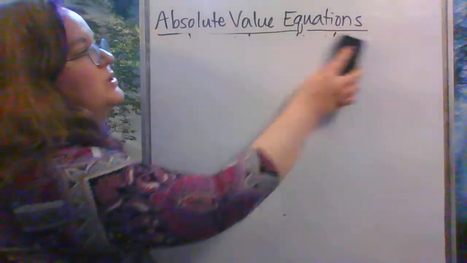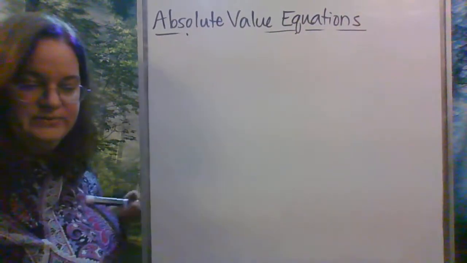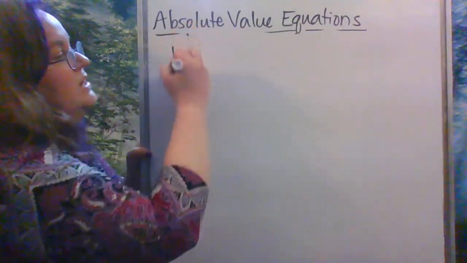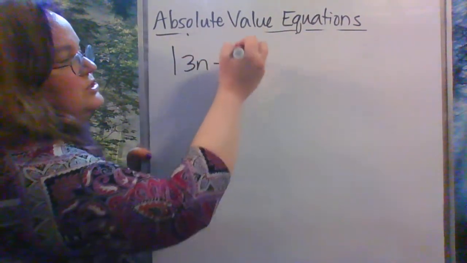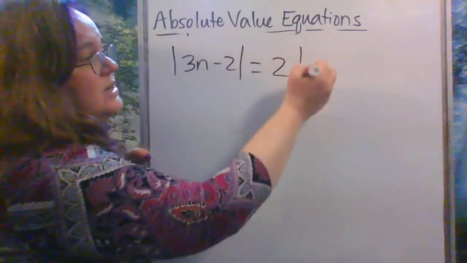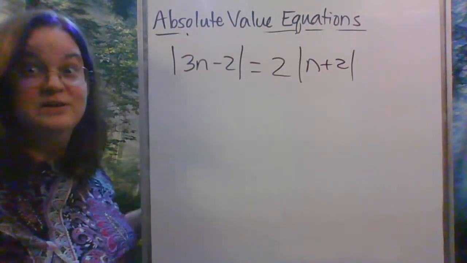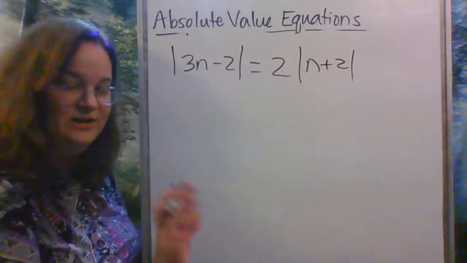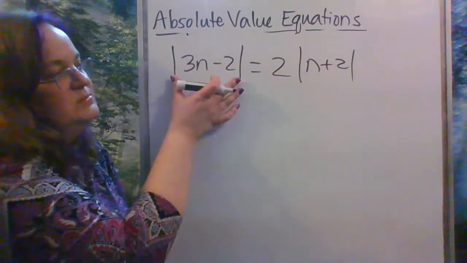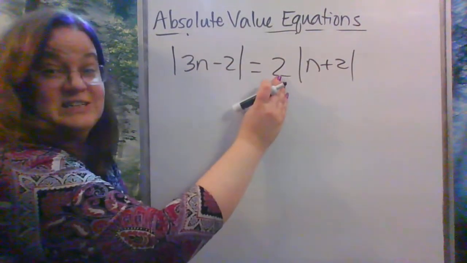All right, let's look at one more example before we finish up. Let's say I have the absolute value of 3n minus 2 equaling 2 times n plus 2. Oh no, look, I can't isolate the absolute value. It's okay, we still got it handled. Okay, I've got absolute value on both sides, and I've got this pesky 2.